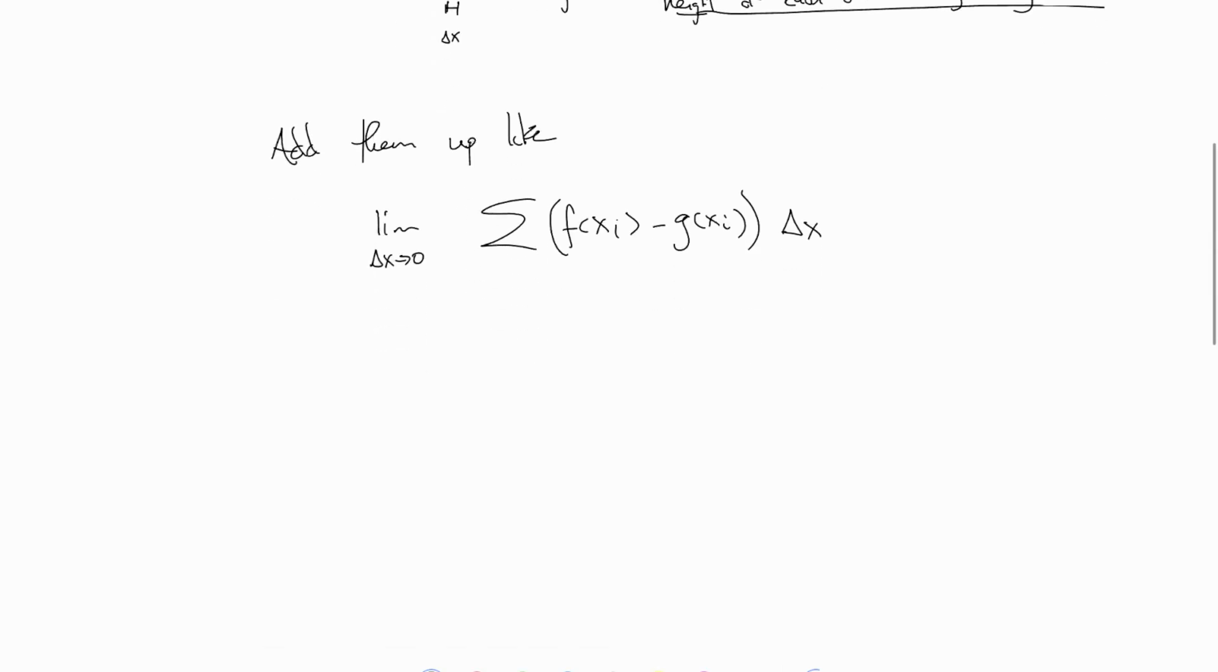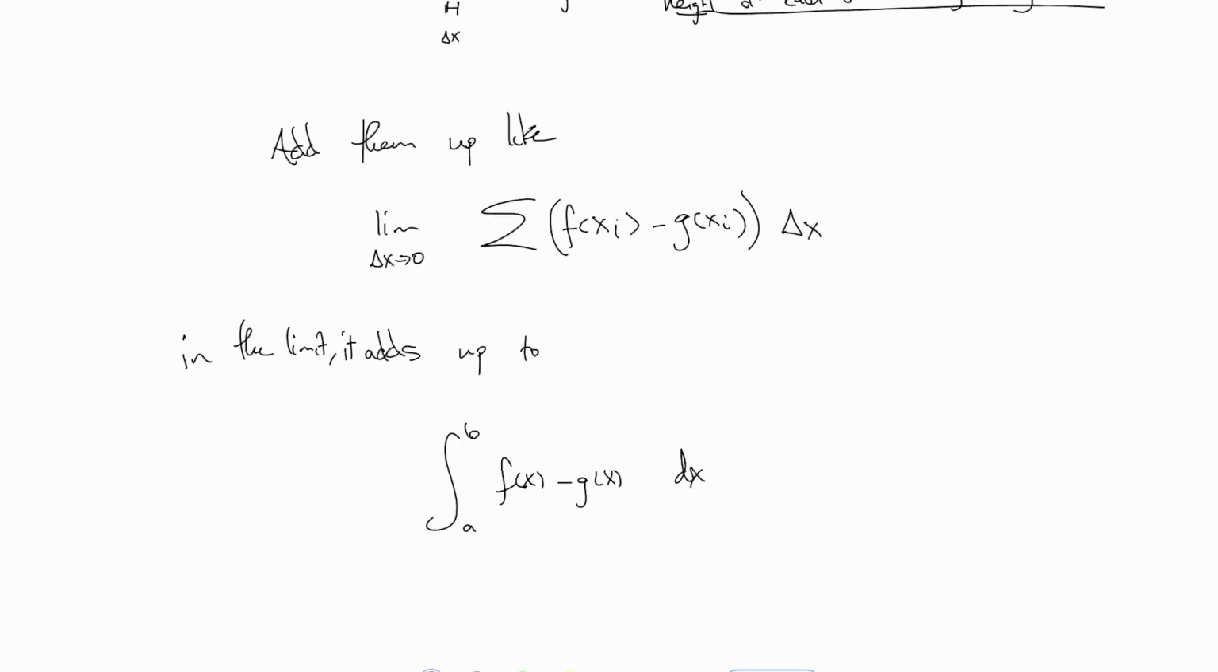The whole point of talking about Riemann sums, which I assume you went over in your old class, is that in this class we're not going to calculate Riemann sums directly. In the limit, this adds up to the integral from a to b of f of x minus g of x dx. This is how Riemann sums work. Whatever the function is that you have inside ends up being the function inside the integral sign.